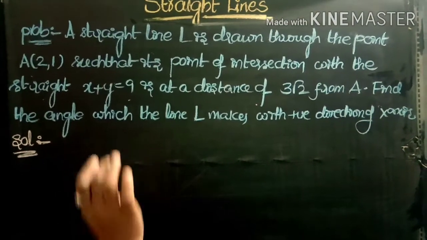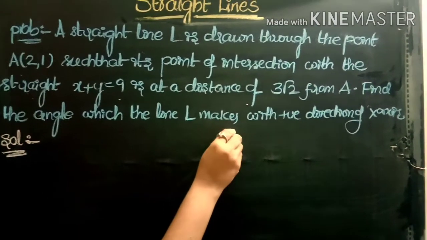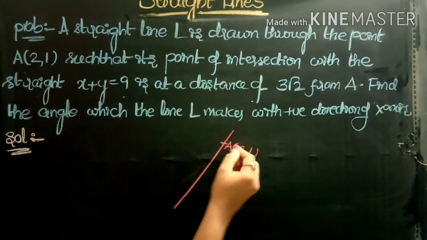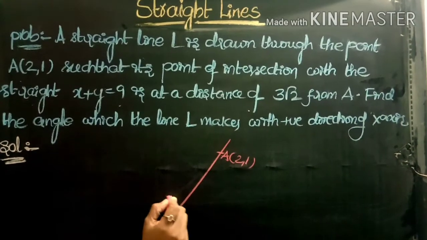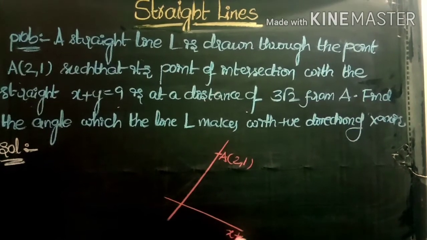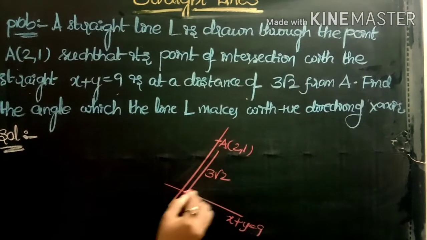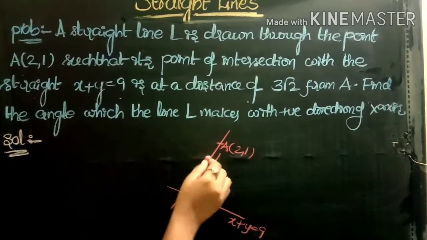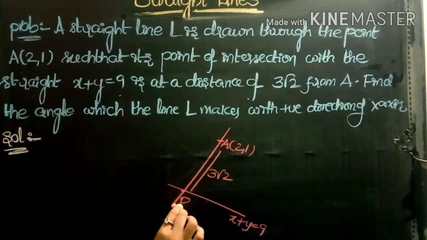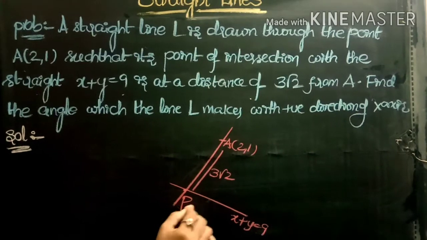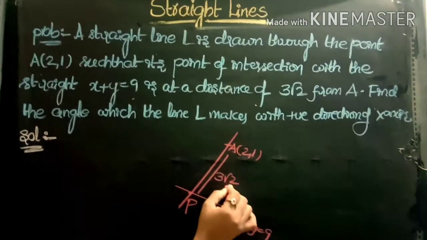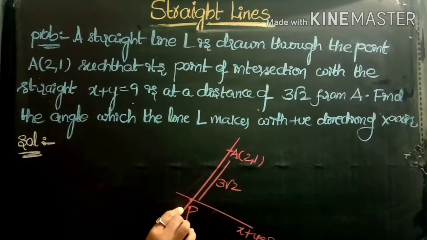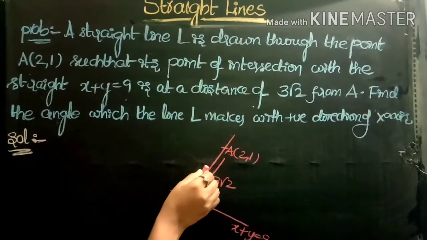So the given data is that the straight line L is passing through the point A(2, 1), such that its point of intersection with the line x plus y is equal to 9 is at a distance of 3 root 2 from the point A. Now this is the point of intersection of the given line and the required line. What is given? The point of intersection is at a distance of 3 root 2 from the point (2, 1). We want to find the angle made by this line with the x-axis. That is, we want to find the value of theta.